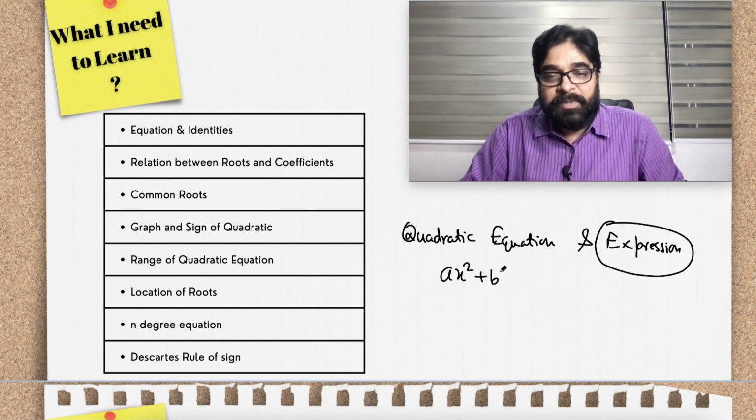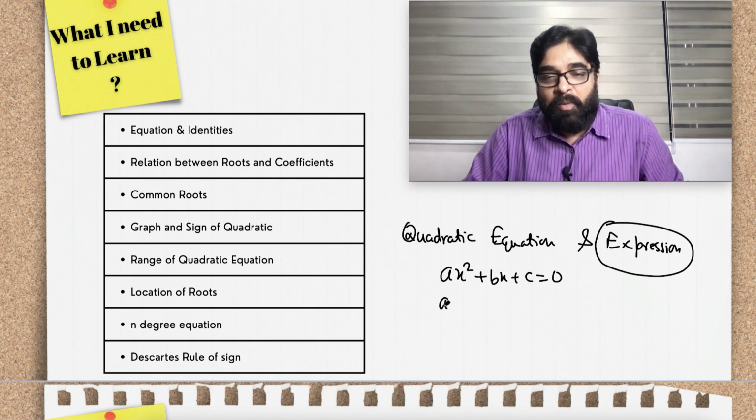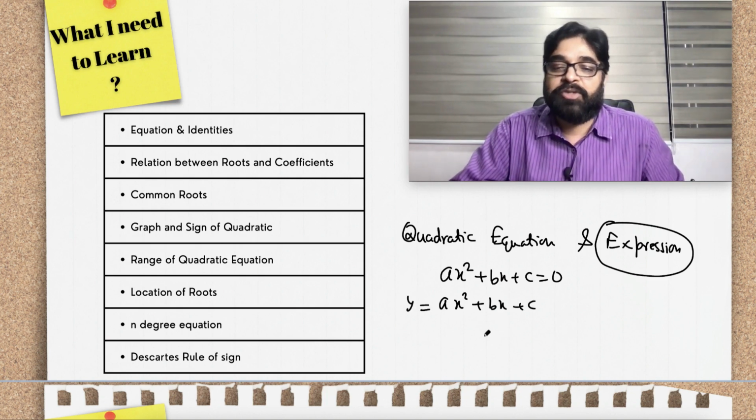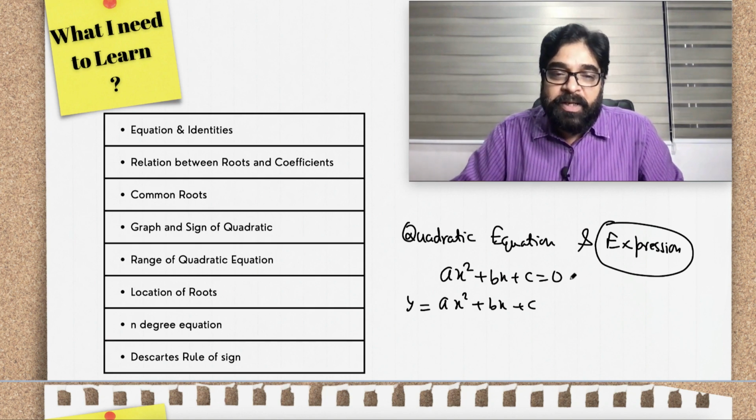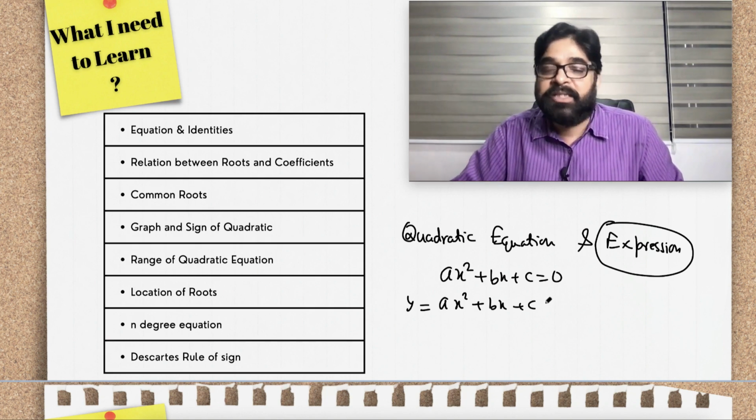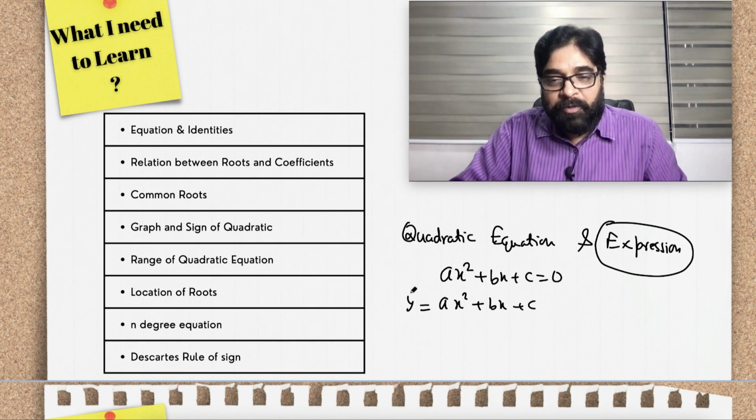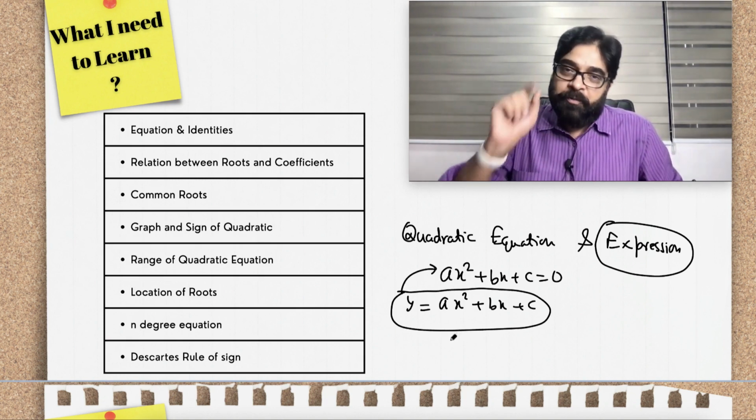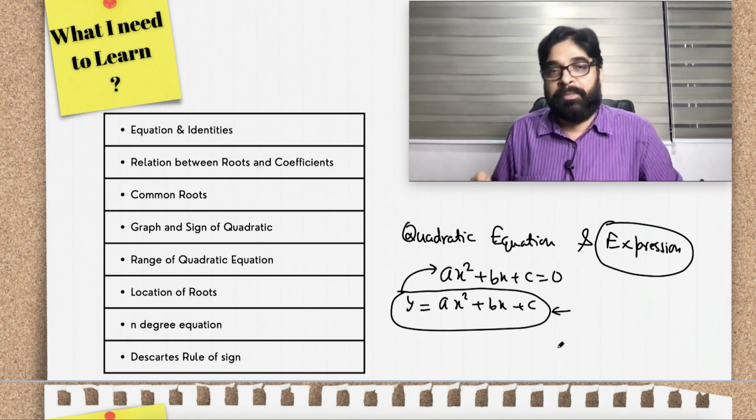ax square plus bx plus c equal to 0 is called the quadratic equation. And ax square plus bx plus c equal to y, or you can say y equal to ax square plus bx plus c, is called the quadratic expression, because y is expressed in terms of x. Always remember, the equation will have roots or solutions, but the expression does not have roots or solutions. Are you getting my point? But from this we reach this particular concept. So if you are preparing for the JEE, first you should get confidence in this, and only then come to this.